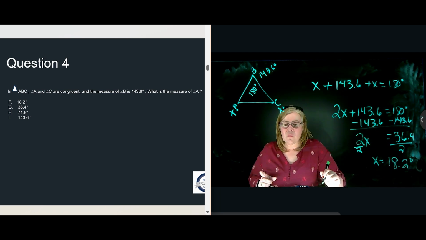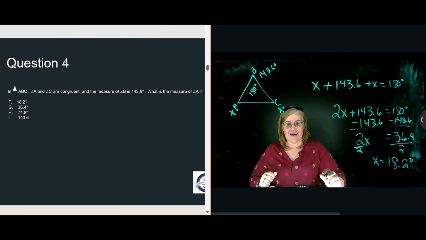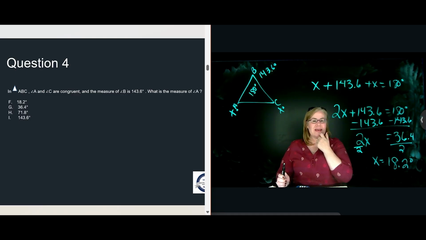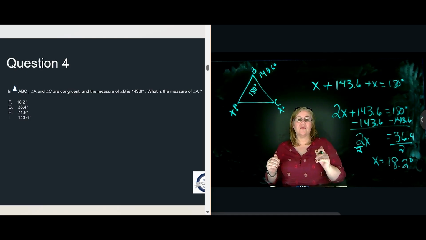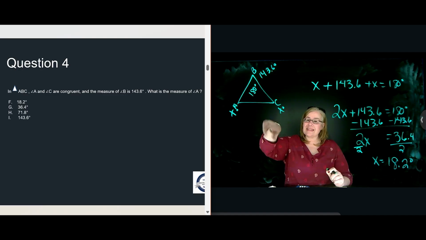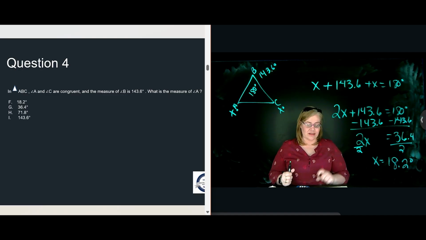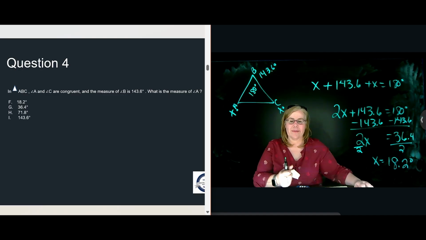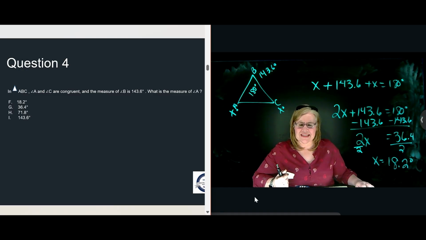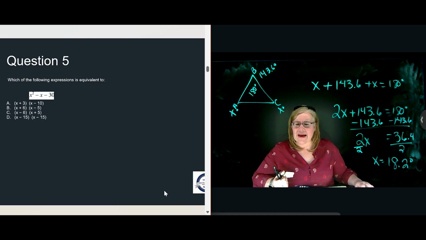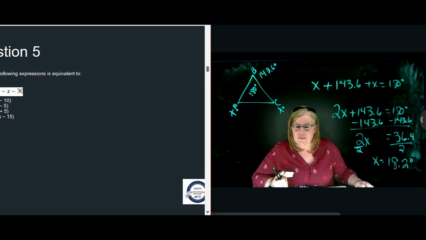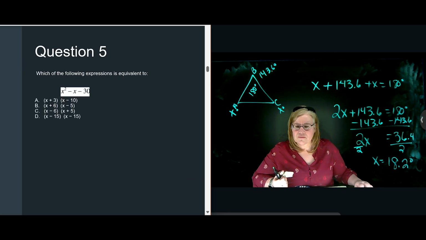So that means what? My answer is F. Good job, guys. Make sure that you're understanding that a triangle's total measurement of the inside angles is 180 degrees. That's the key thing that we need to remember. And now let's look at this last problem and see what we got. All right, so I'm going to make it a little bigger so we can see.